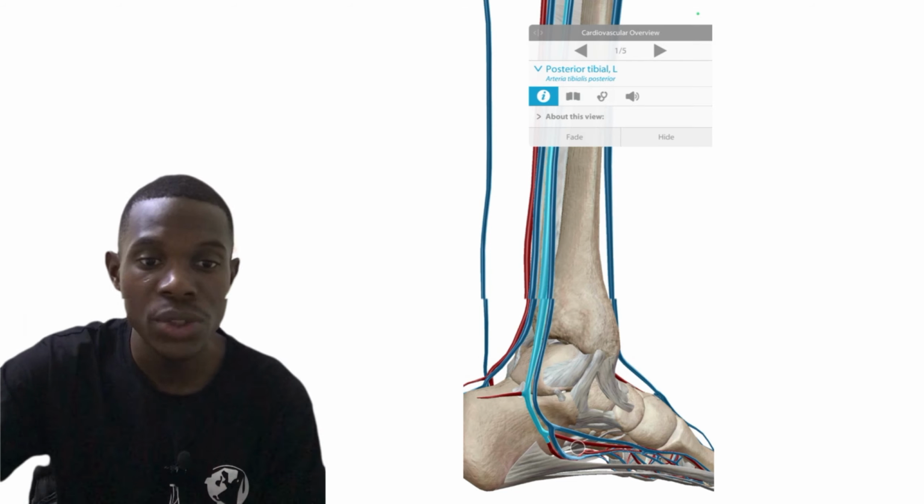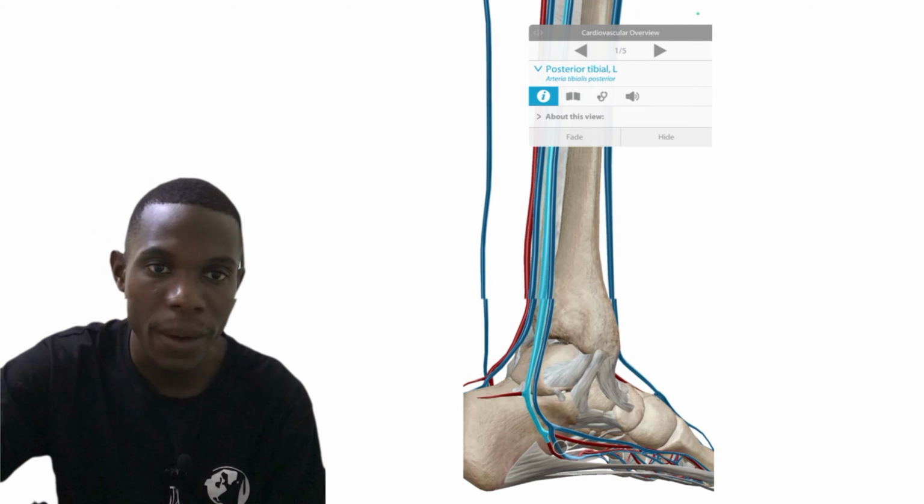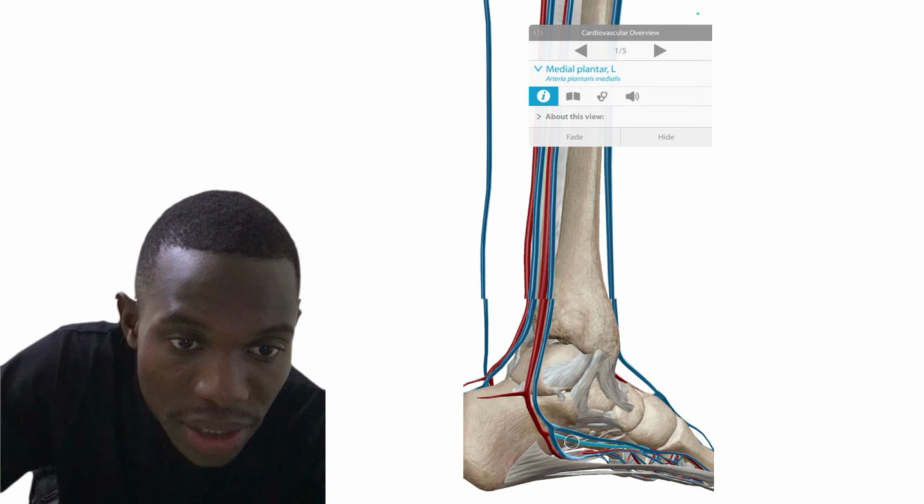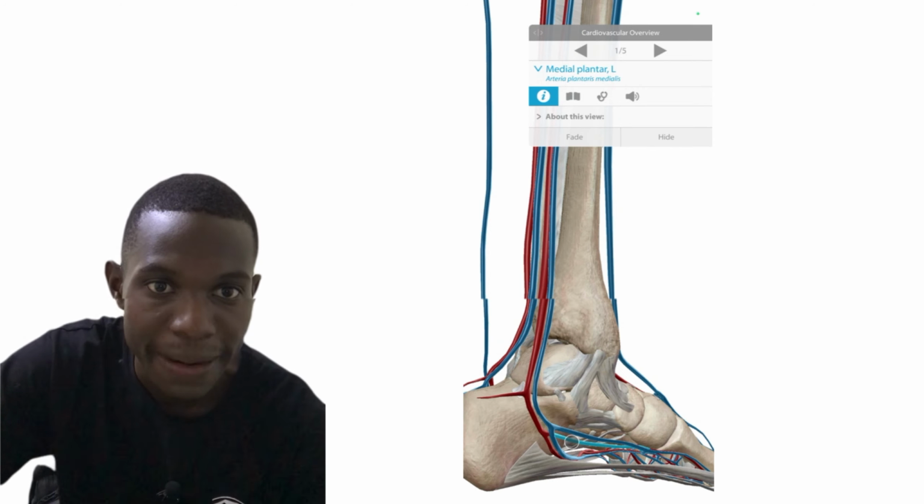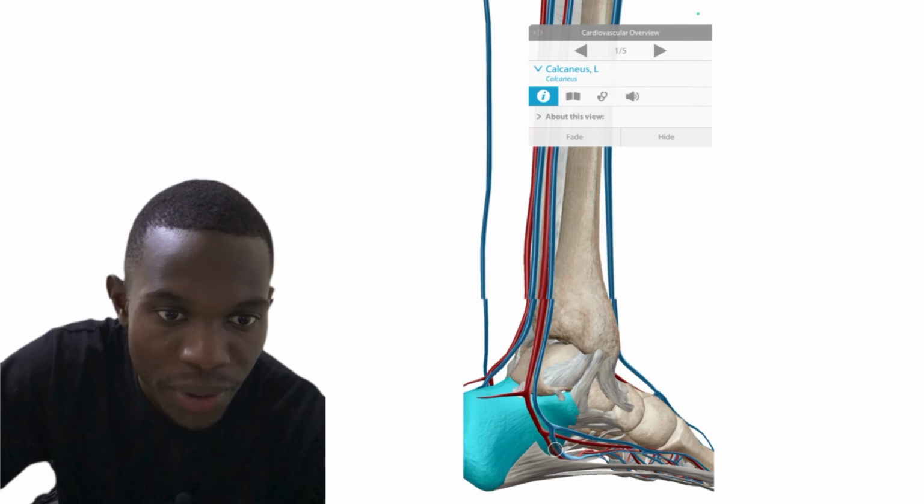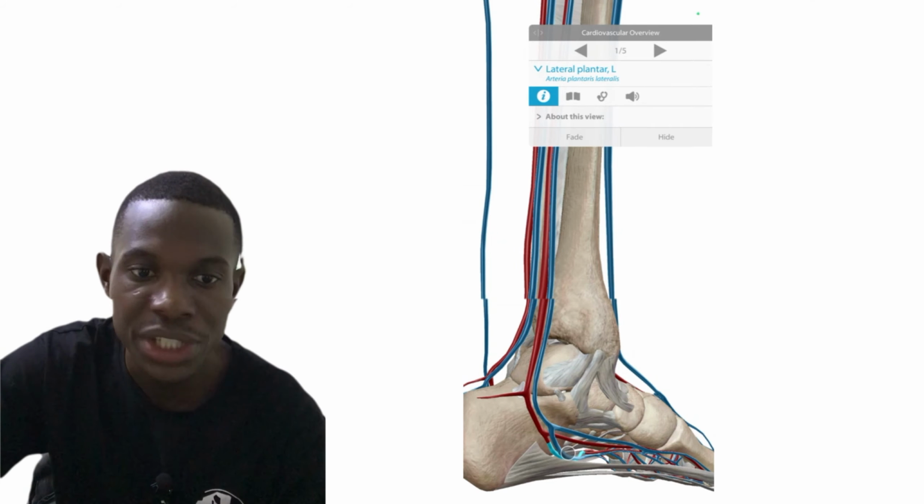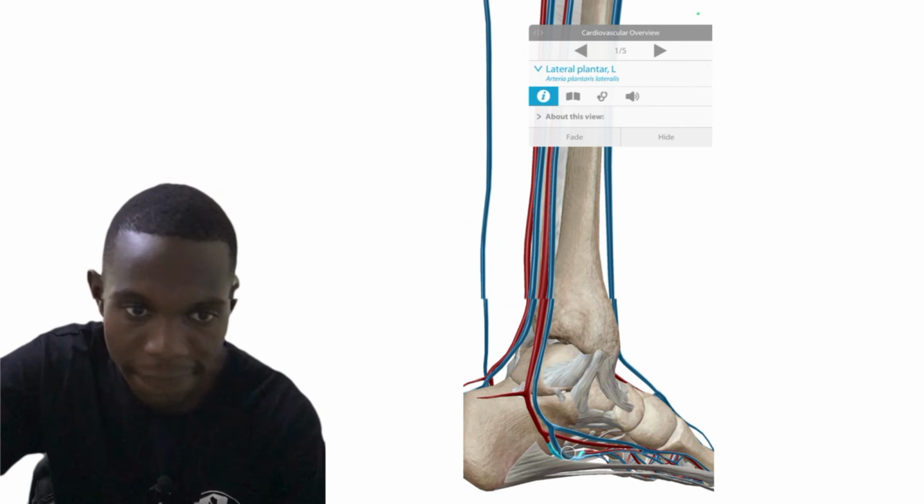It's going to divide into medial and lateral. So as you can see, this is your medial plantar artery. This will be your lateral plantar artery. They are going to supply the sole of the foot.